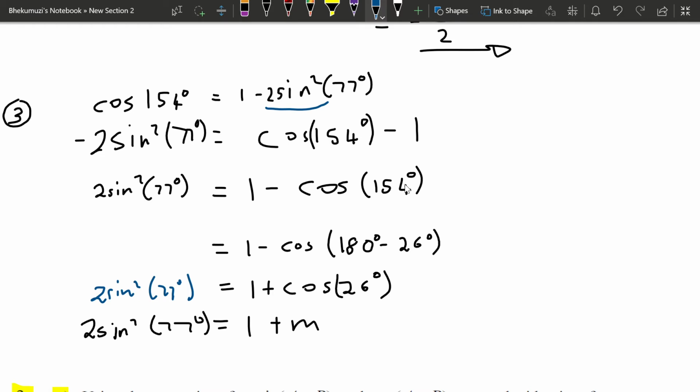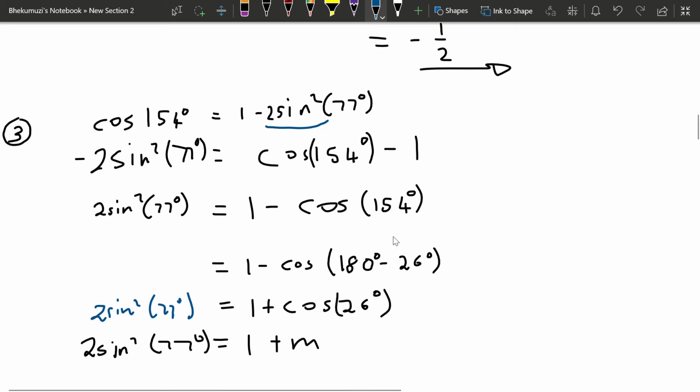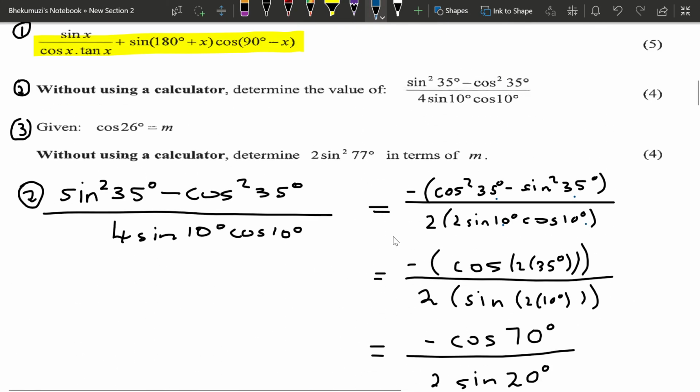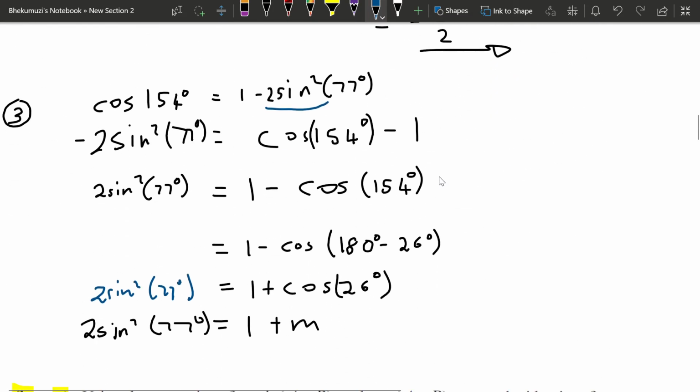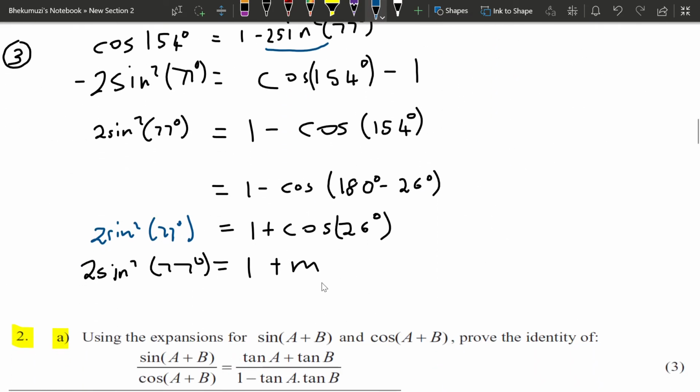But now what can we do? We can use a reduction, and when we use that reduction, we find that 180 minus 26 gives us negative cos 26 degrees, which changes it to 1 plus cos 26 degrees. But the whole point was that cos 26 degrees is equal to m, and they want it in terms of m. Therefore, the answer here would be 1 plus m. And that's how we would do that one.